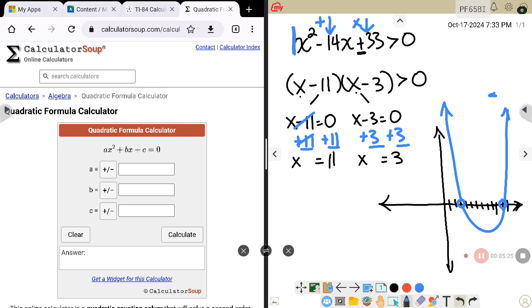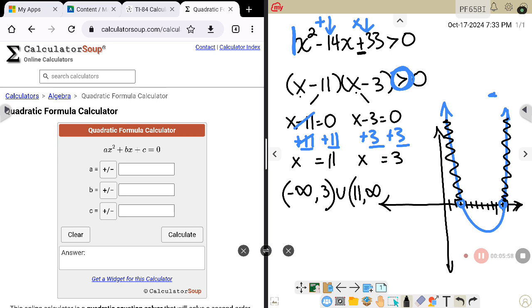Now, this one wants to know where it is above 0, greater than 0. Remember, your x-axis is 0, so this interval is above it. Then it drops below for a little while, and then it comes back above it on the other side. So my first interval would be from negative infinity until it gets to 3. Then in union with, because it stays below for a little while until it gets to 11. And then it stays above forever to positive infinity.